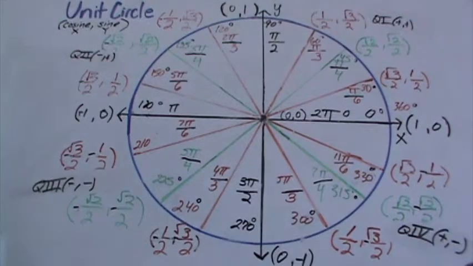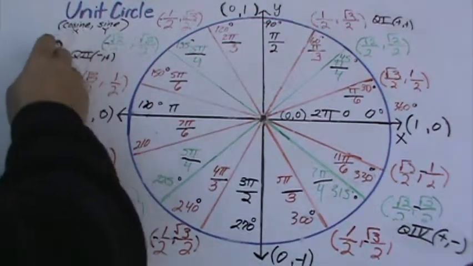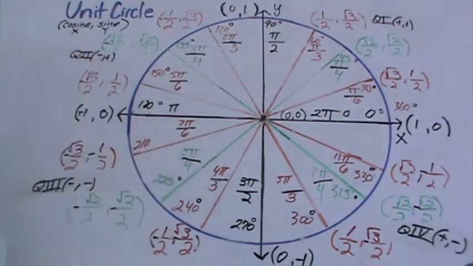No matter where you are on the unit circle, your x value is always going to be cosine and your y is always going to be sine. Let me show you how we get that.